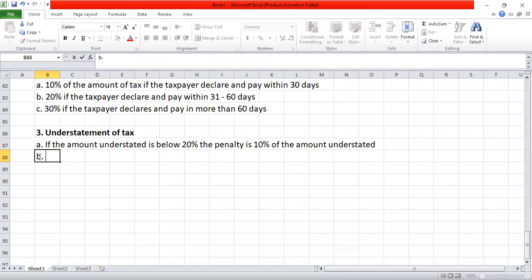Then if the amount understated is above 20%, the penalty is 20% of the amount understated.